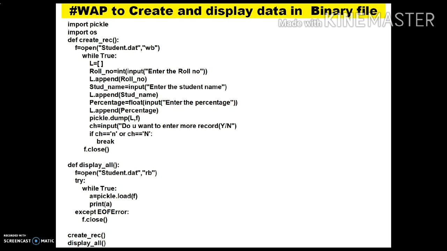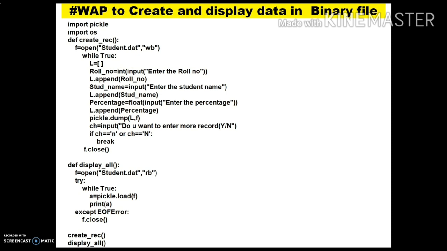Now I am asking the user to enter the data, that is roll number is equal to input, enter the roll number, l.append. Append is used for appending one record in the list. So I have taken three fields. You can go with many values like address, phone numbers, marks, etc. Now I am printing the list where the data is contained, and then dumping that record, that is pickle.dump, L for list, f for the file, writing the one record in the list.